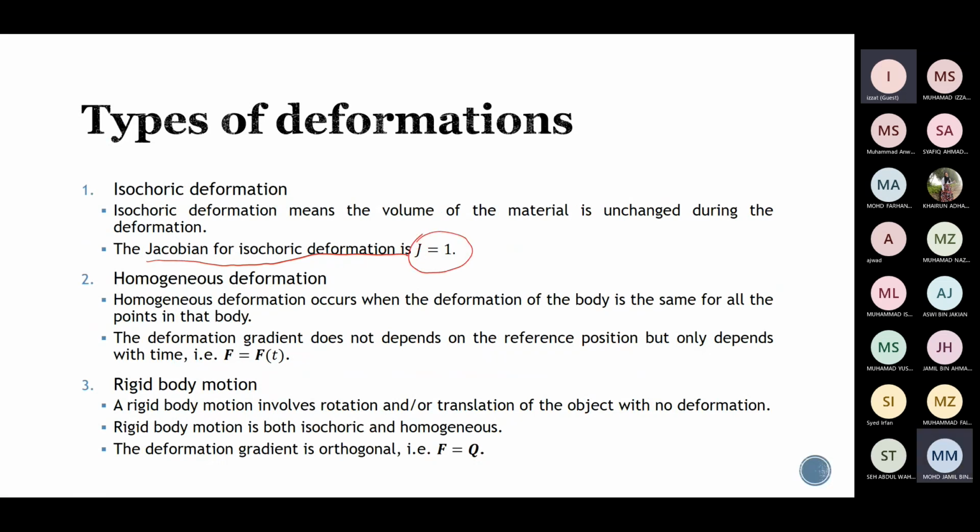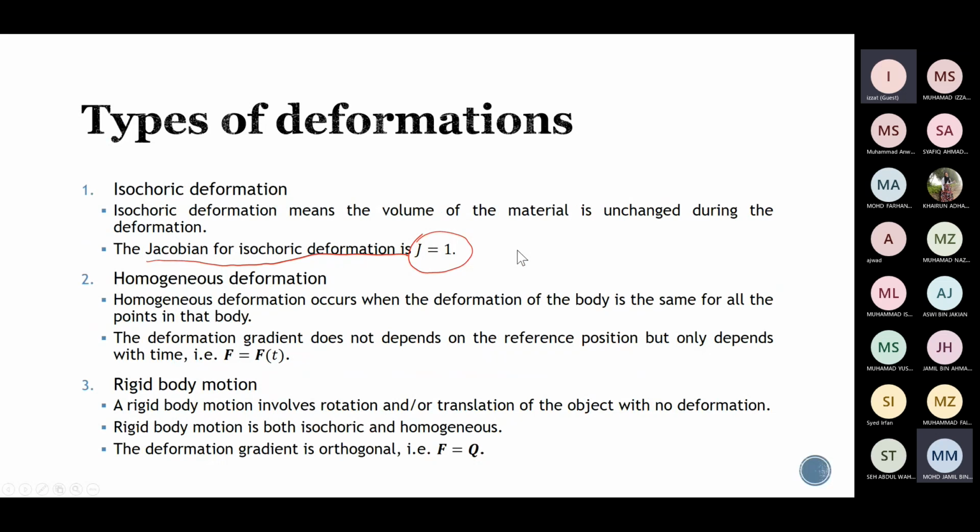If the question asks you to determine whether the deformation is isochoric deformation, you need to find the determinant, the Jacobian, and then make sure it equals 1. If not equal to 1, then dia bukan isochoric. If the Jacobian equals 1, then the deformation is isochoric deformation.